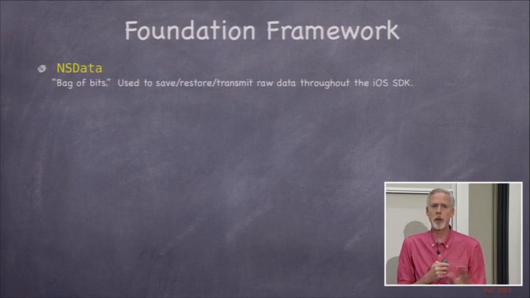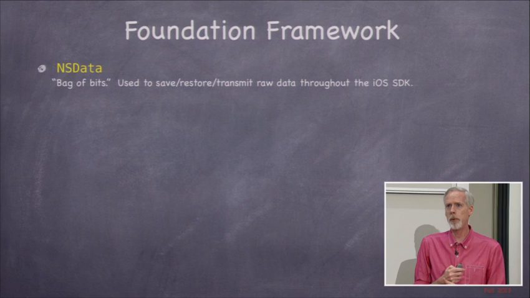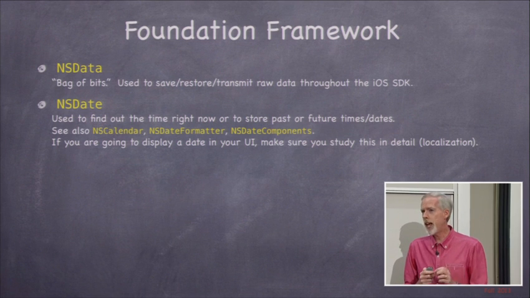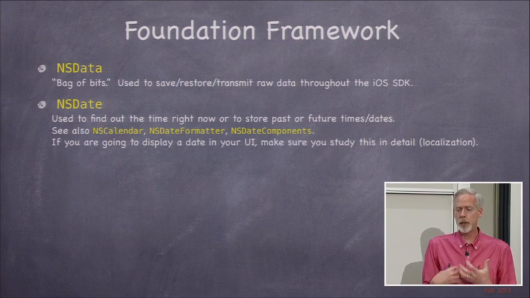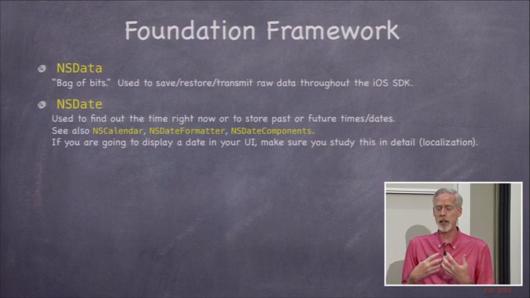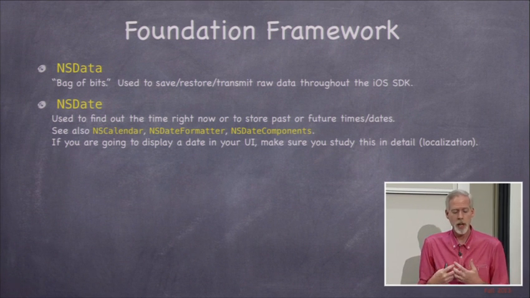NSData is another Foundation class, just a bag of bits. And we're going to be using NSData. We'll talk about it more when we get to that, but it's basically just a certain count of bytes. That's what NSData is. NSDate is a date. It has some internal representation. It's probably the Unix representation, like the number of seconds since 1970 or whatever it is.